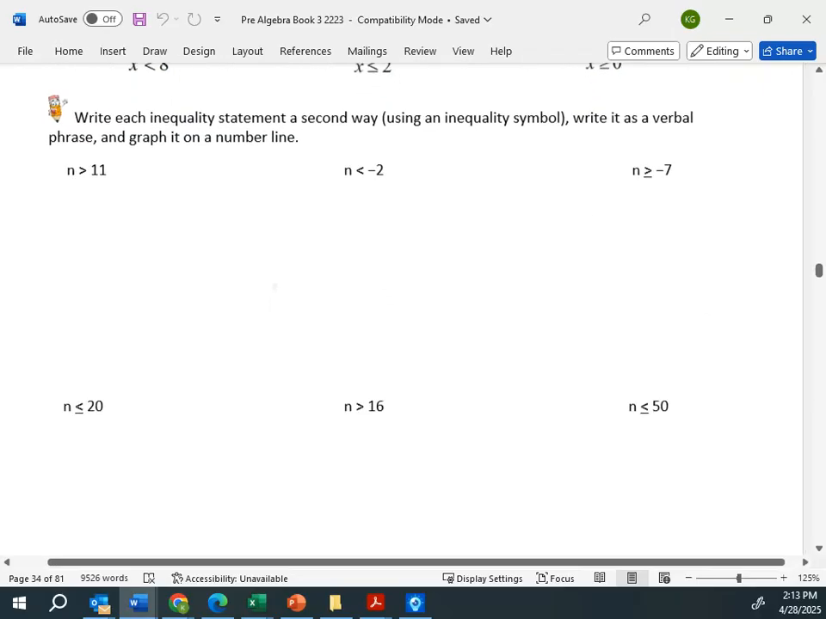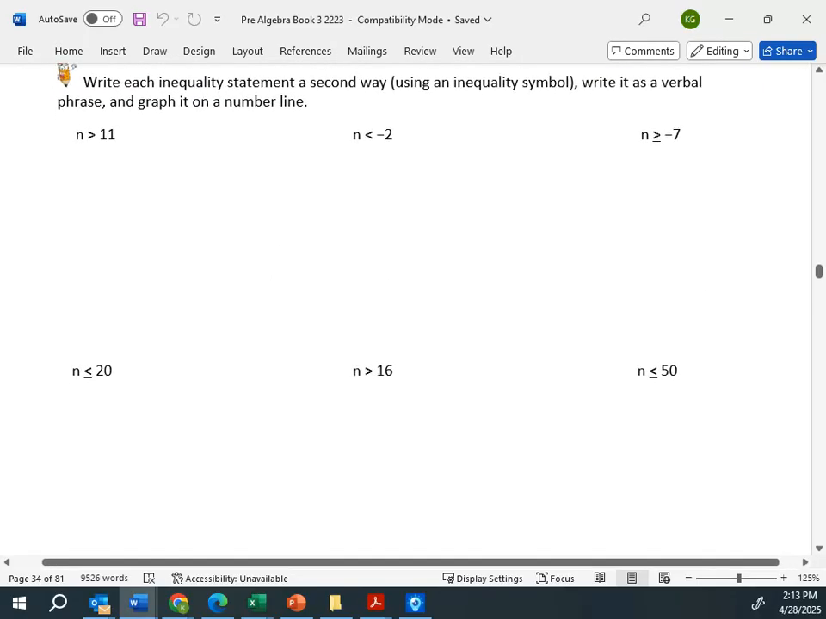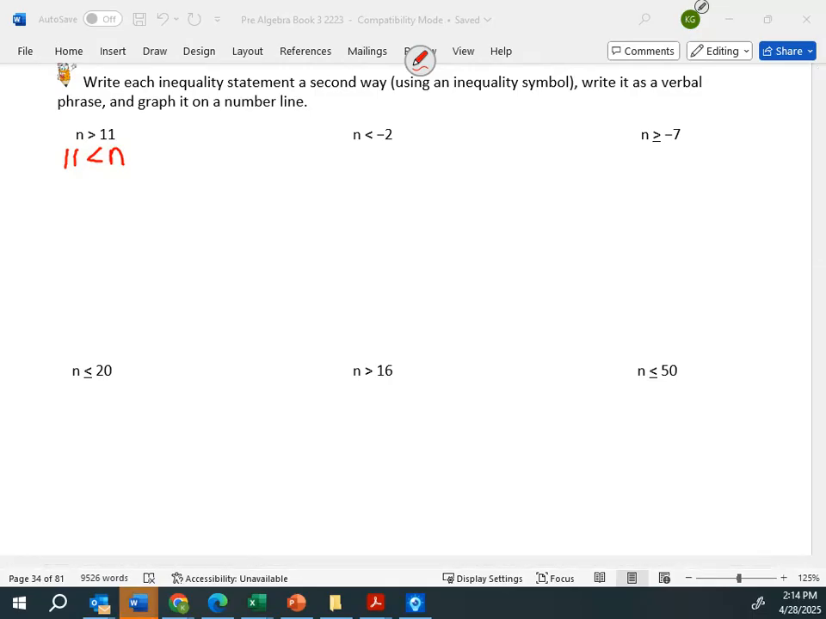Now, writing each inequality statement a second way, using an inequality symbol, write it as a verbal phrase, and then graph it on a number line. So when I say write it a second way, we're going to flip everything. So n could be greater than 11, or I could say 11 is less than n. So they both mean the same thing. We're just flipping the way that we're saying it.